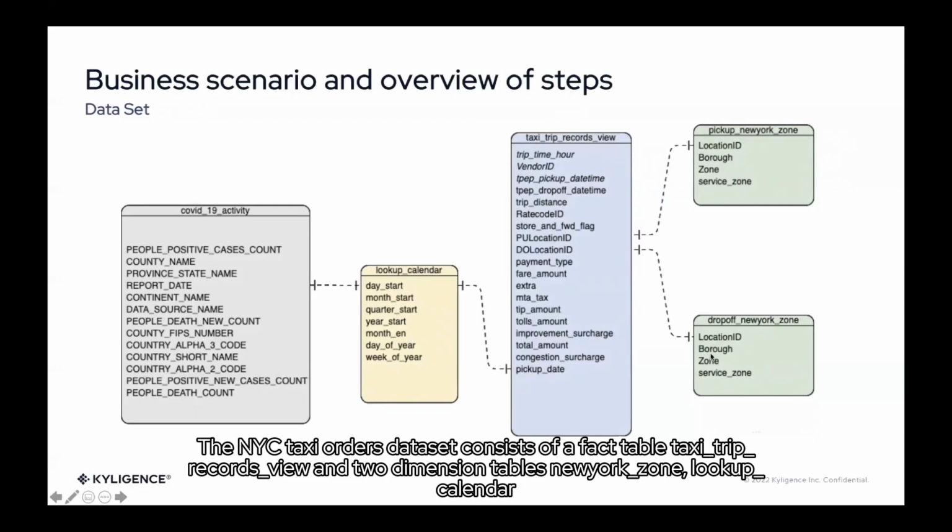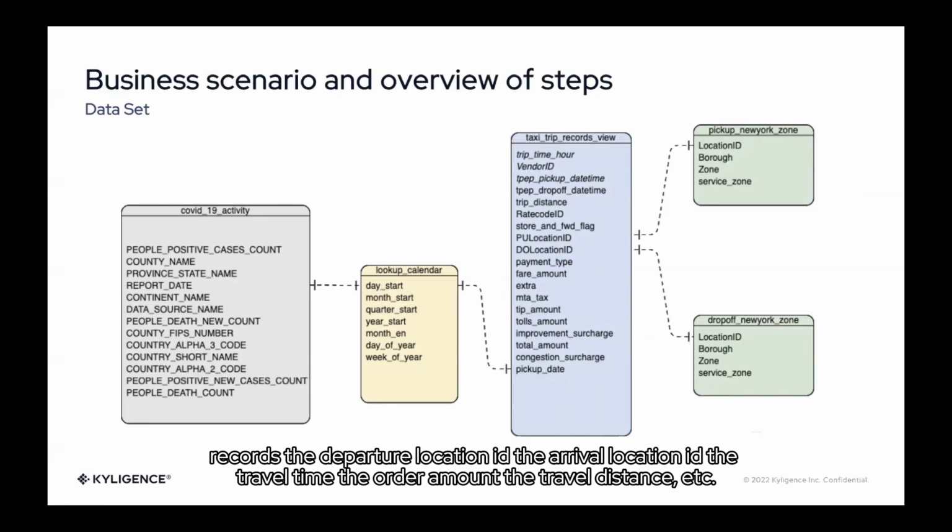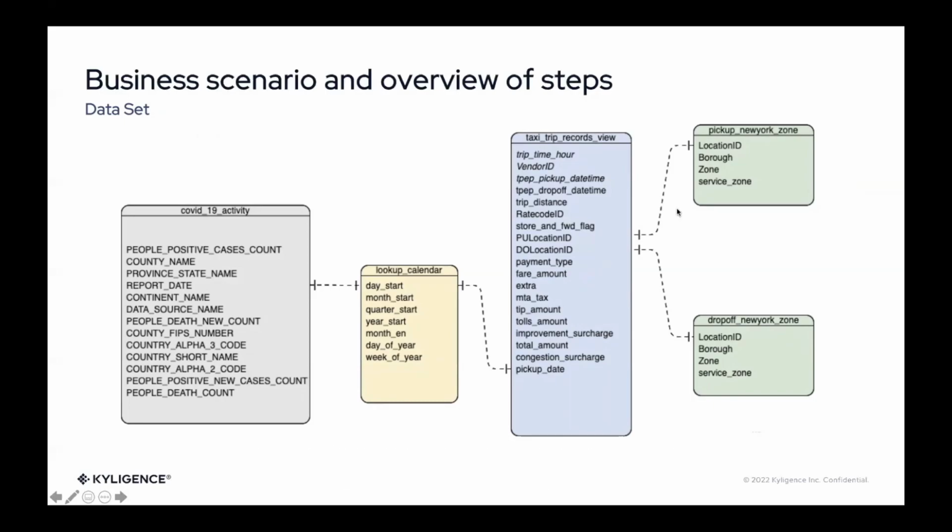Association between COVID_19_activity and lookup_calendar by a date field. The NYC taxi orders dataset consists of a fact table, taxi_trip_records_view, and two dimension tables, New York_zone and lookup_calendar.